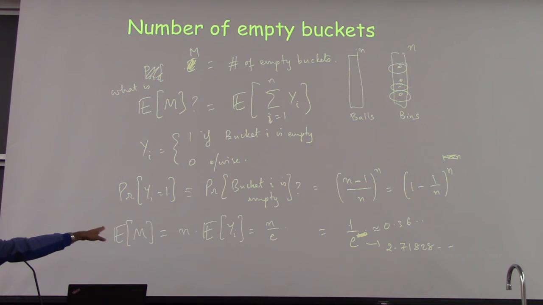To conclude, the number of buckets you expect to be empty is exactly n over e. And this is all exact calculation. There are no bounds here, other than the fact that n is large, which is when this number tends to 1 by e.